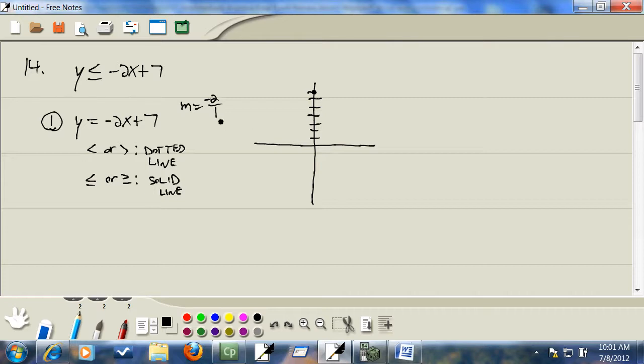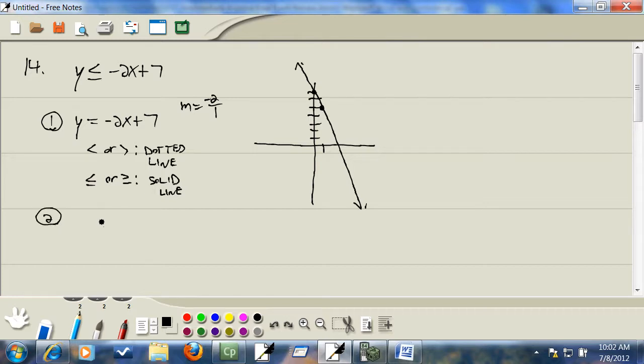Now, slope is a change in y over change in x. That means I'm going to go down 2 and right 1. So from there I go down 2, right 1, and I put my second dot. Now, since this problem is a less than or equal to, that means we're going to have a solid line here. Now, if that had been a less than, this would be a dotted line.